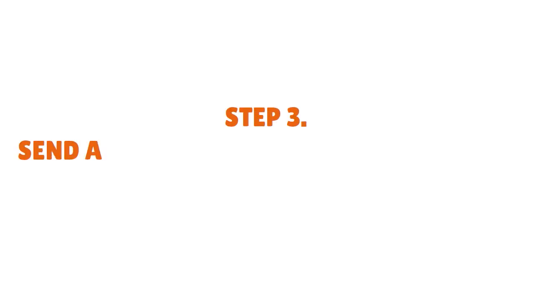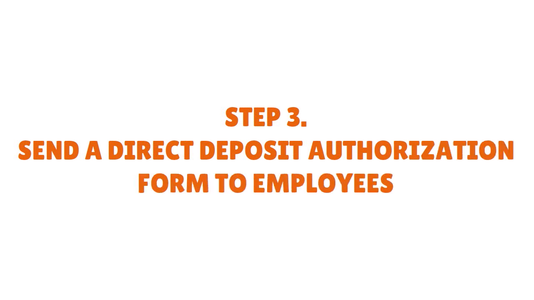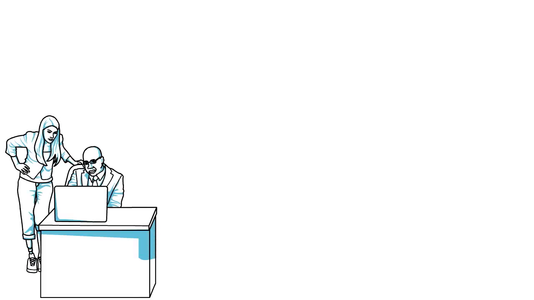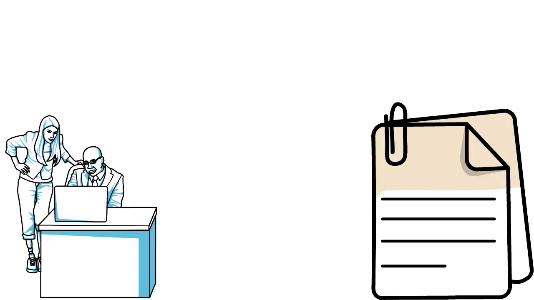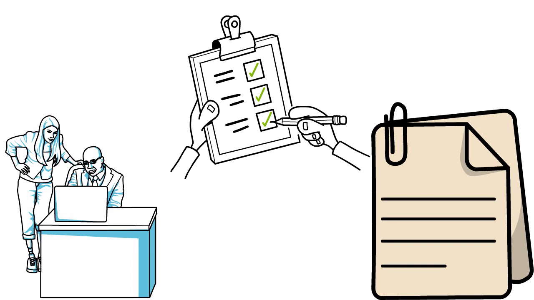Step number three, you want to send a direct deposit authorization form to employees. An authorization form is one that an employer sends directly to each employee, typically upon hire. At a minimum, the form should request an individual's contact information, bank account number, and routing number. A voided check can also be attached to the authorization form, and some authorization forms ask for your social security number for further identification verification.